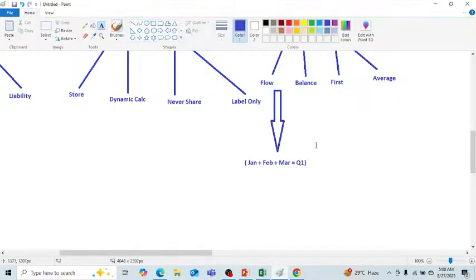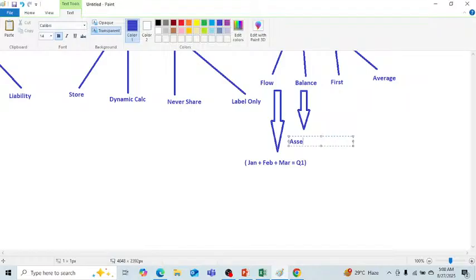As for balance, this is for balance sheet accounts: asset, liability, equity. The value of the parent is the same as the last child period. For example, the quarter one cash balance is simply the March cash balance. So I can write that it is suitable for balance sheet members like asset, liability and equity.